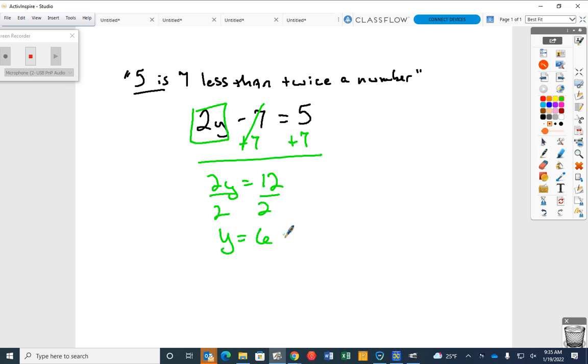Okay. I'm going to read you one, and I want you to try it. Ready? Okay. 7 more than the quotient of a number and 3 is 10. 7 more than the quotient of a number and 3 is 10.